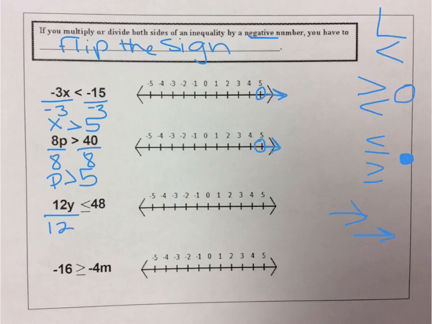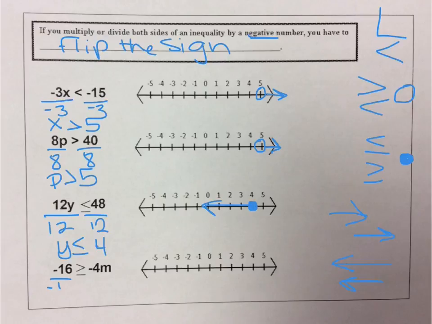Okay, so we're going to divide both sides by 12. Y is less than or equal to 4. It is going to be a closed circle on 4 because it's got that equal to part, and it is going to go to the left. See how the arrow, the less than sign, is pointing to the left. You can see it's pointing to the left.